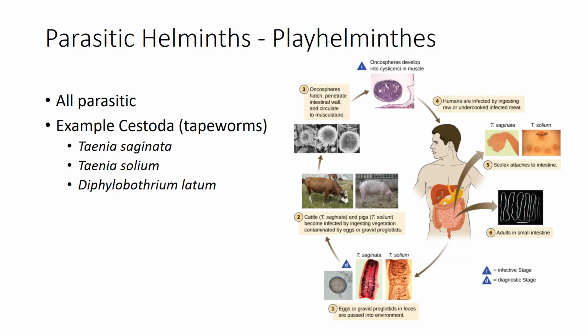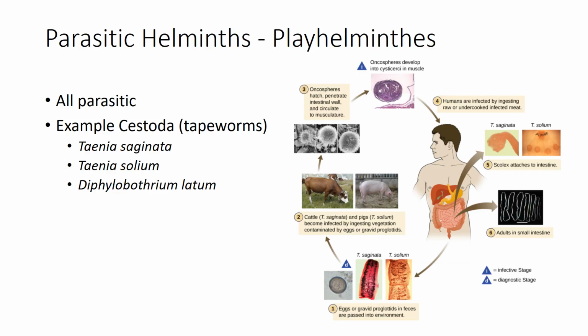Our next group of platyhelminths, we want to look at these cestodes. These are the tapeworms. So it listed 3 different types of tapeworm. So this first one in the Taenia group, that's going to be your beef tapeworm. This next Taenia, that is going to be your pork tapeworm. And then the last one, Diphyllobothrium latum, that's going to be a fish tapeworm.